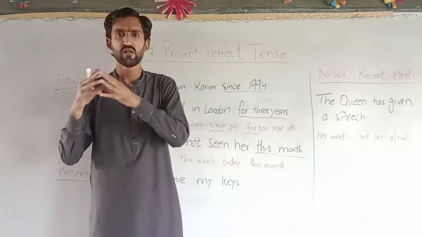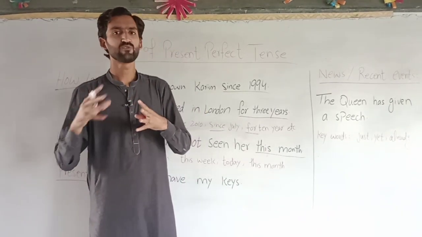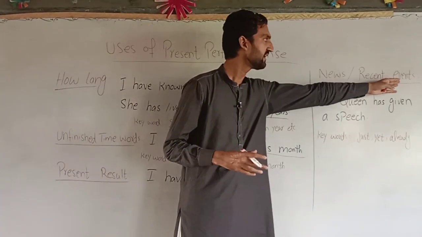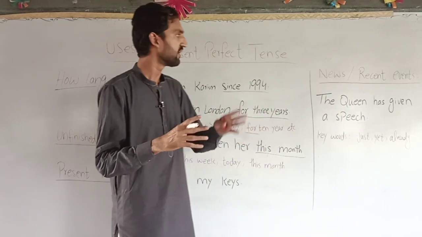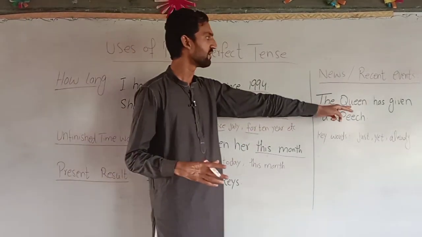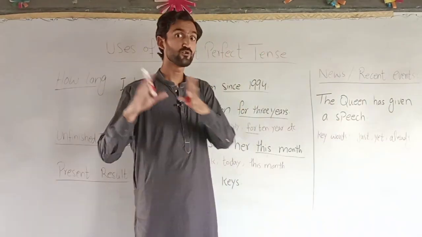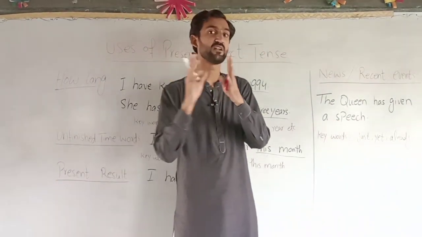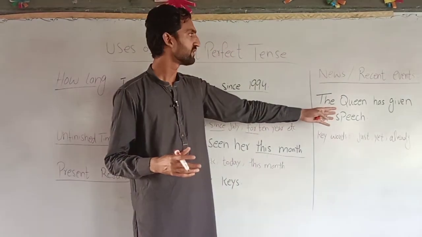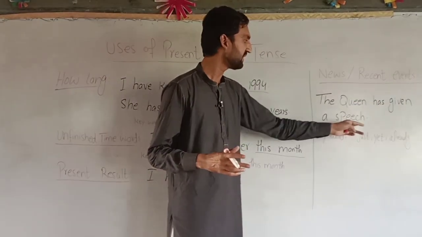These are parts of the speaking form of sentence, which you should also use for writing. News and recent events link with the present perfect tense. Let's have an example: The queen has given a speech. This news shows that somewhere there is a queen who wants to deliver her speech. So this shows that there is news in it. The queen has given a speech.